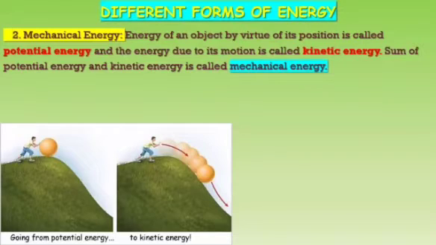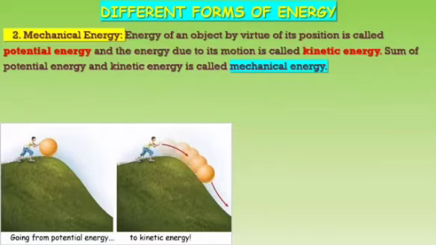Sum of potential energy and kinetic energy is called mechanical energy. So now what is this mechanical energy? It is the total of both potential energy and kinetic energy of an object. Any object, when it is at rest, has some energy which is called potential energy. When the same object starts moving, that potential energy gets changed to kinetic energy. So both the potential energy and the kinetic energy of that object together, we call it mechanical energy.